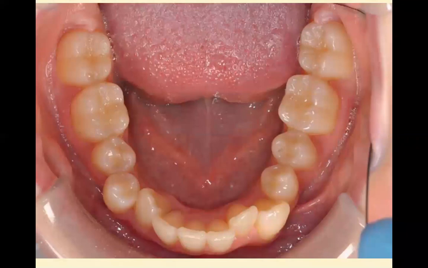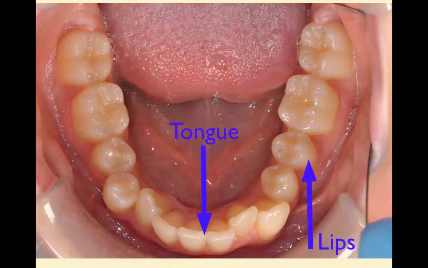Now, if you remember, Proffit has a theory, the equilibrium theory. Basically, the lower incisors are stable in their position because they are in a balance between the force generated by the tongue and the force generated by the lips. The lips are trying to push the lower incisors backward, while the tongue is trying to push them forward. As a result, they are in a position where they are in balance.